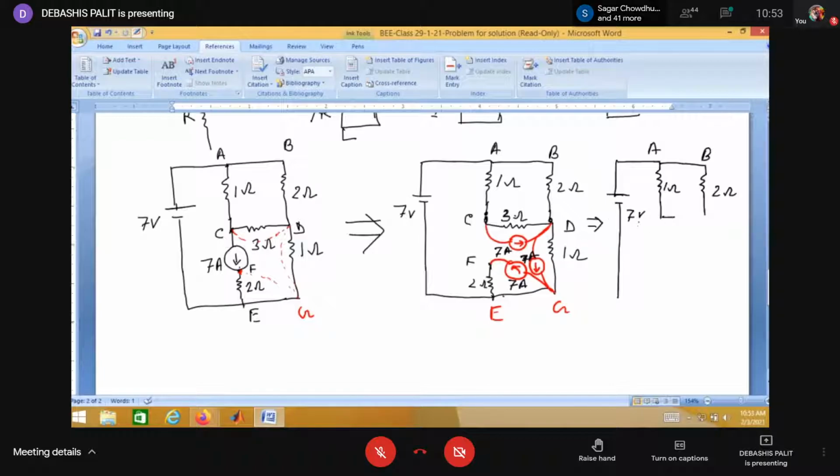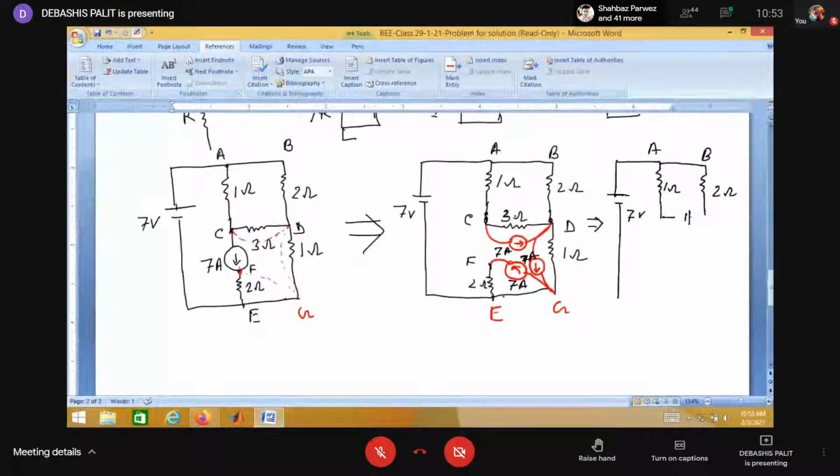So current is driven from C to D point. So the equivalent voltage source polarity should be maintained as per this current direction, and there is a resistance also. This is your plus terminal, this is minus terminal. So actually 7 ampere and 3 ohm, so voltage will be 21 volt. And the resistance is the same, that is 3 ohm. Then your other resistance is there.